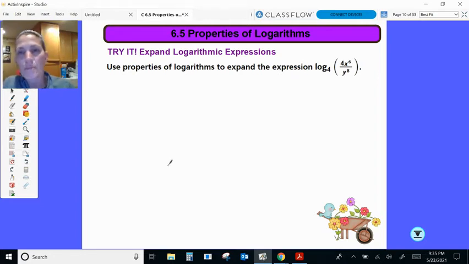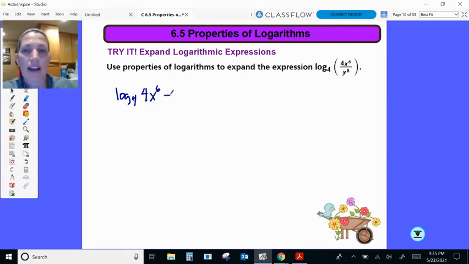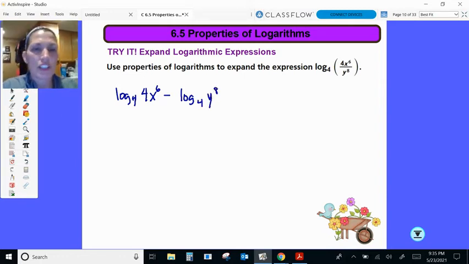Okay, so again, I'm going to use division. Log base 4, using my quotient property, of 4x to the 6th minus log base 4 of y to the 8th. Now what I'm going to do is, I have two things going on here, right?